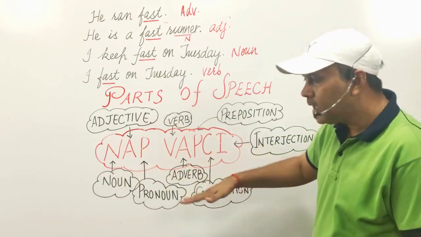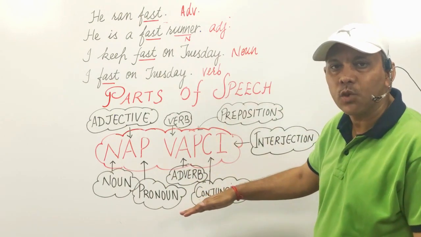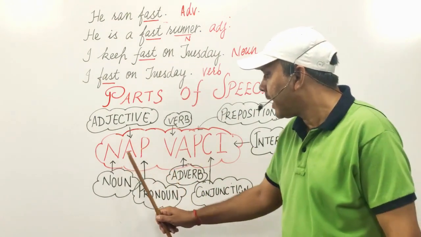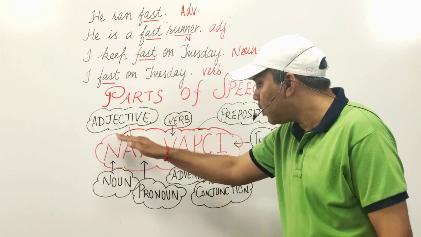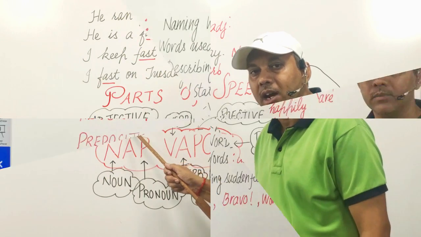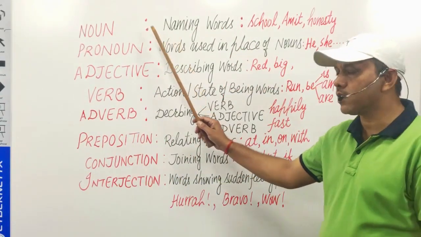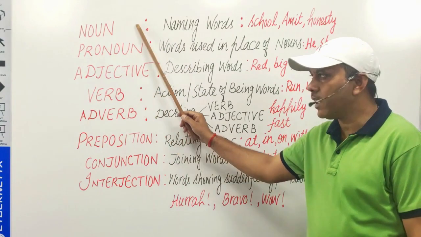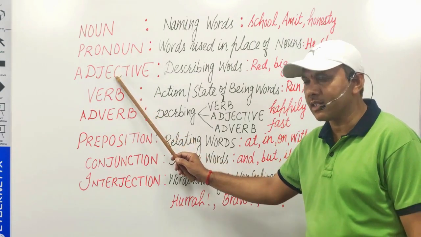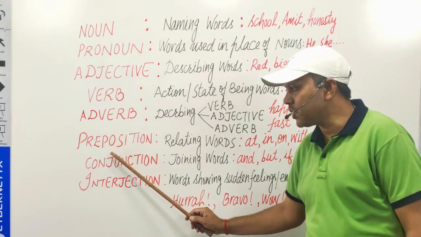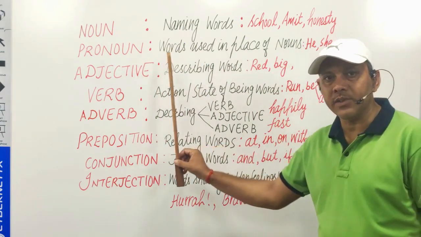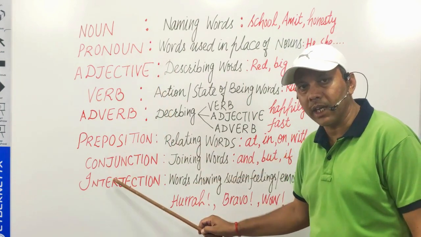In this video, this is the basic concept of parts of speech. This is just an introduction of parts of speech. For example, NAAP VAPSI. So let us learn about NAAP VAPSI and which letter refers to which part of speech. As we have discussed, mnemonic NAAP VAPSI and 8 parts of speech and their names: noun, pronoun, adjective, verb, adverb, preposition, conjunction and interjection. Let us have an introductory definition and reference of all the 8 parts of speech.